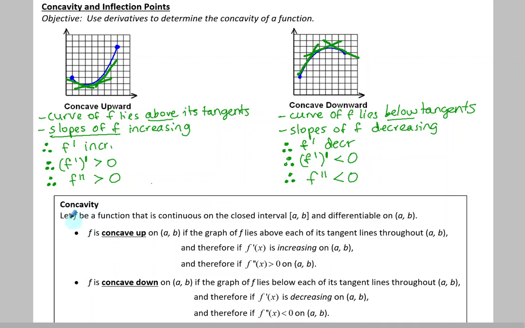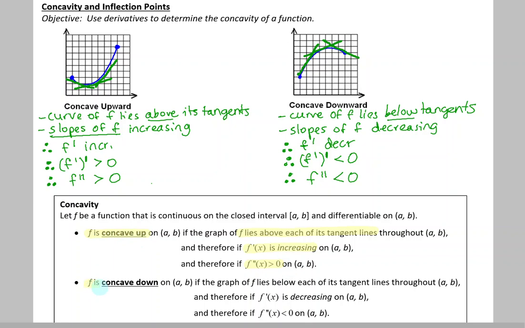Concavity. Let f be a function that is continuous on the closed interval a to b and differentiable on the open interval a to b. f is concave up on a to b if the graph of f lies above each of its tangent lines throughout the interval, and therefore if f prime is increasing, and therefore if f double prime is positive. These are all important things we need to remember about a graph that is concave up.